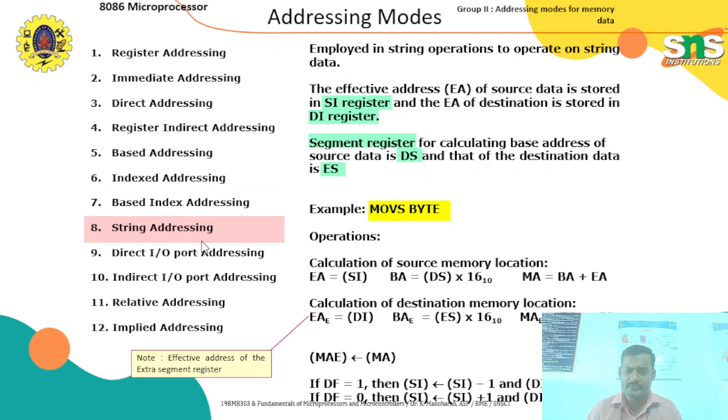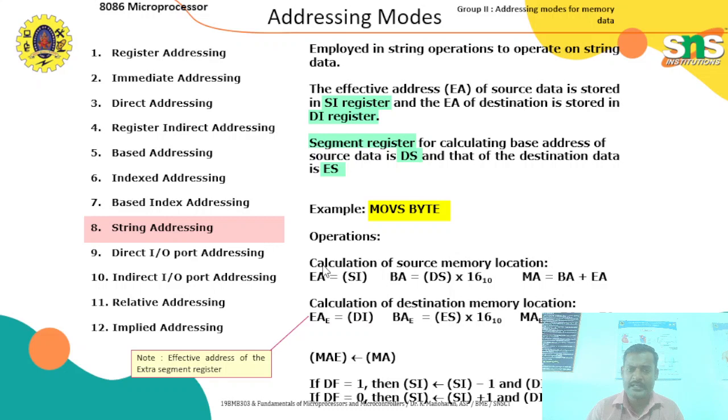Look at the next one. This is the string addressing mode. It's a special addressing mode. String means a group of characters, and the group of characters will be available continuously. Here we use two registers, one is SI and another is DI. And similarly, for the base we use two segments, one is the extra segment and another is the data segment.